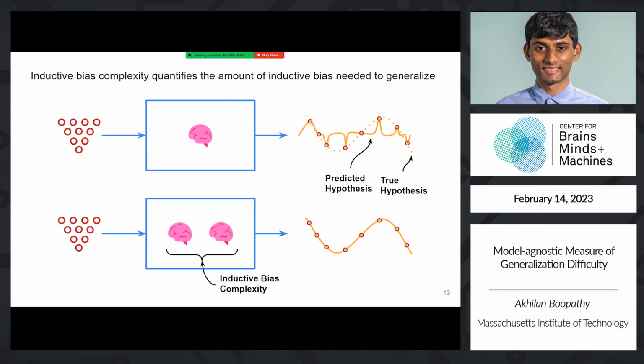You know, it has these weird non-smoothnesses, or it's just very spiky in general, and we don't expect that to perform well. But if we add some more constraints on our learning algorithm or model architecture, for example, then we do get a well-generalizing hypothesis. And so this inductive bias complexity is just the minimum amount of inductive bias we need to add in order to get a well-generalizing set of hypotheses.